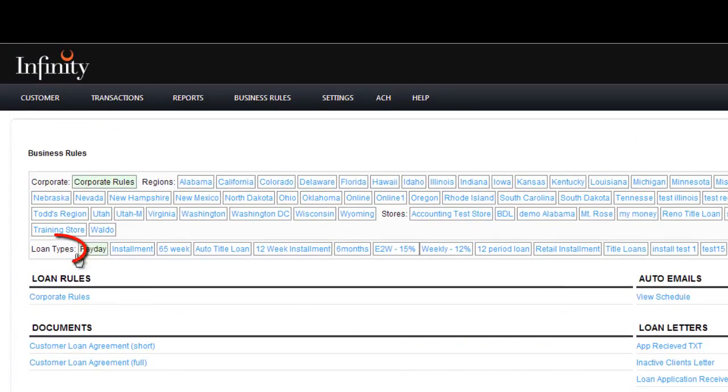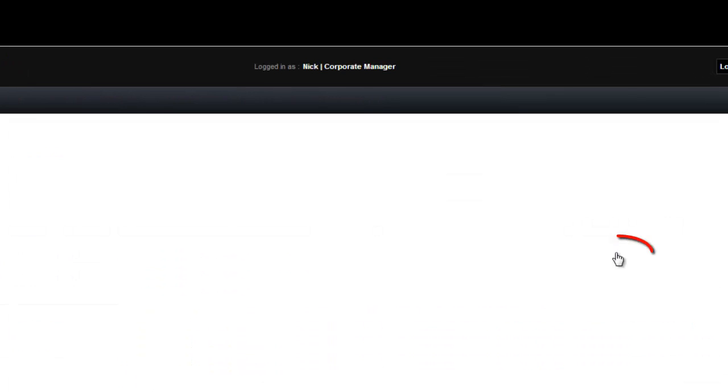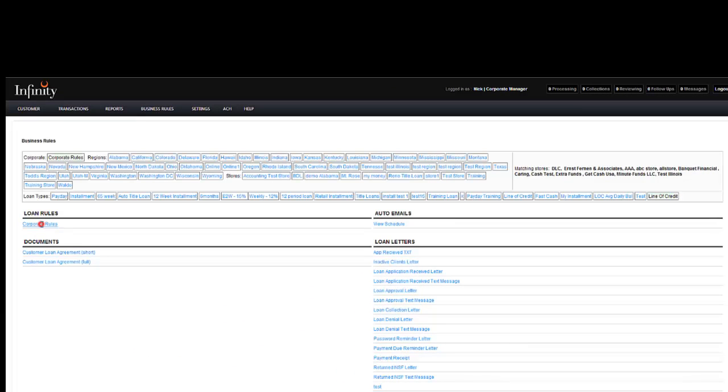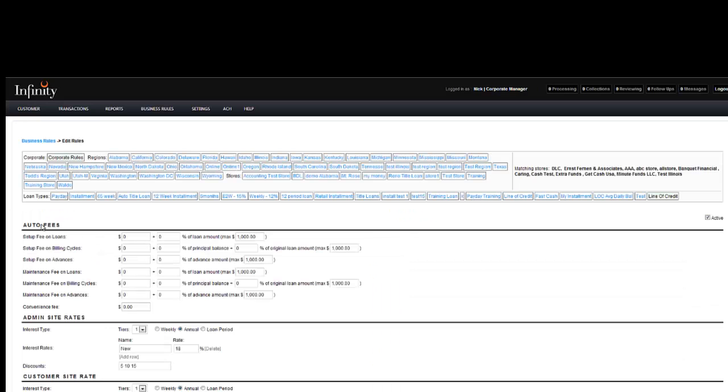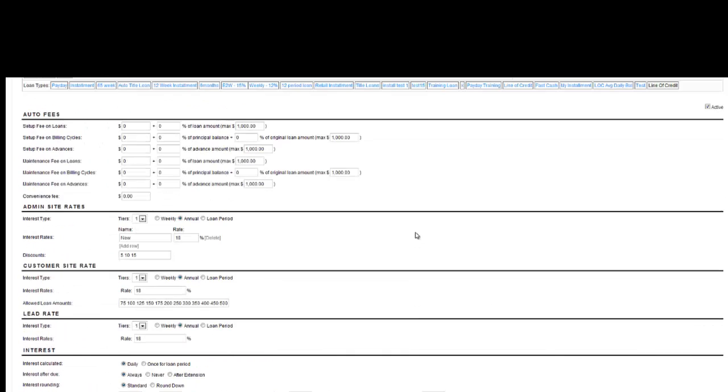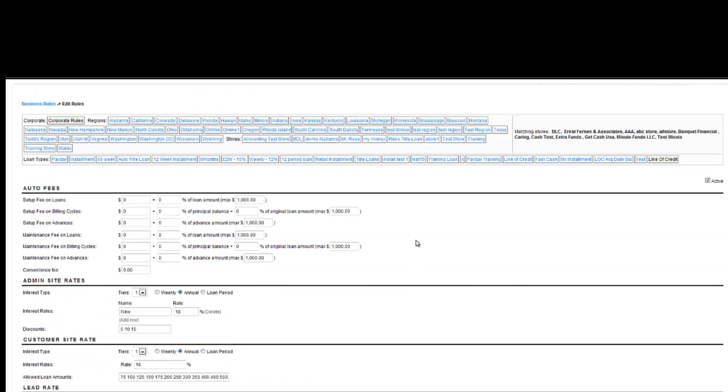Make sure under loan types that you select line of credit and go ahead and click on corporate rules. Notice this opens up a page for us to work with, and there's a whole lot of information to input. Today we'll focus on the most important information to get your business rules set up so that you can do a line of credit the way you want to.